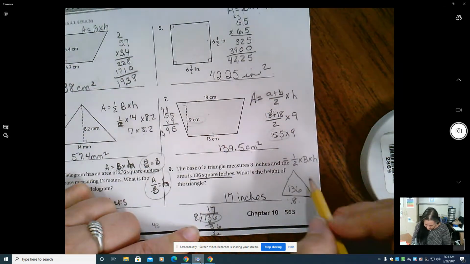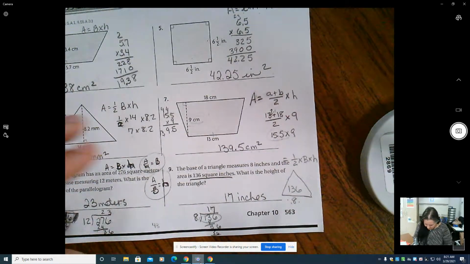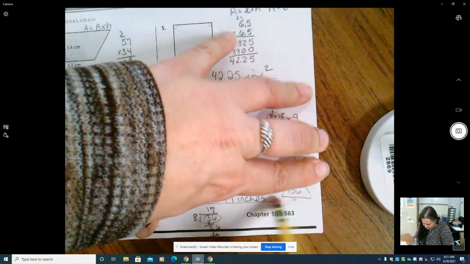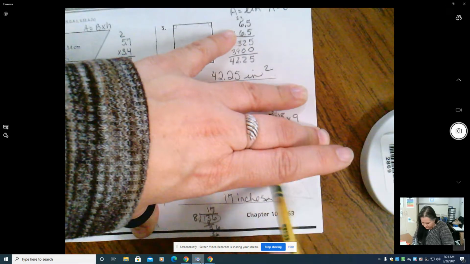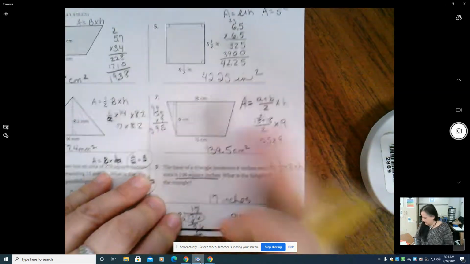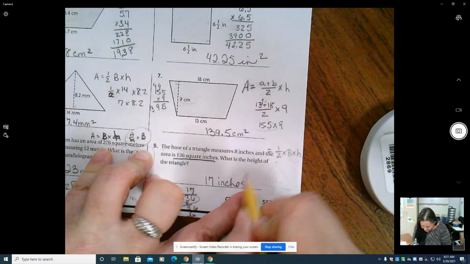I'm going to actually do this. I'm going to plug all these into a formula. I feel like there's a little mistake here, so I need a little space to show you this. So I'm going to erase that. This is going to be the area.